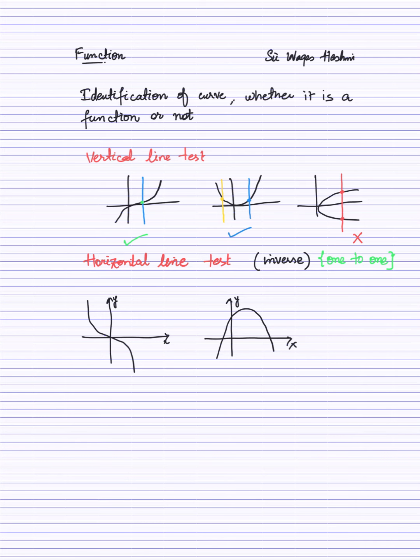For the first case, if I draw the horizontal line, that line connects the curve at only one point, that means that its inverse is possible. But if I draw the horizontal line in the second case, that line connects the curve at more than one point. That means that we do not have an inverse of this function.